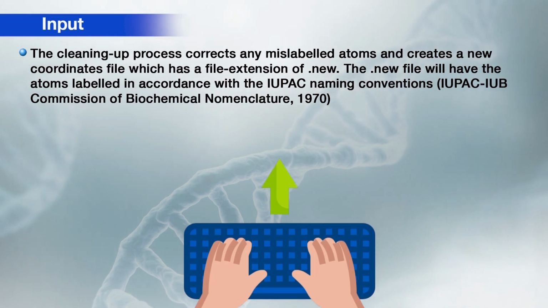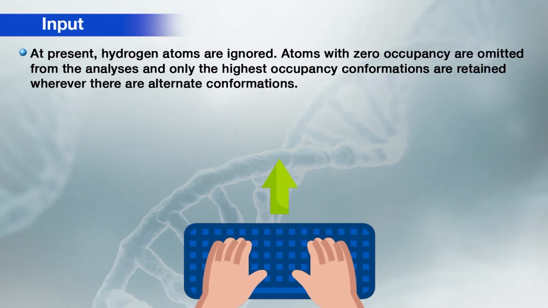The .new file will have the atoms labeled in accordance with the IUPAC naming conventions. We all understand IUPAC. It is the IUPAC-IUB Commission on Biochemical Nomenclature, which was given in 1970, which we have studied in our class 11th and 12th chemistry. At present, hydrogen atoms are ignored, atoms with zero occupancy are omitted from the analysis, and only the highest occupancy conformations are retained whenever alternate conformations are identified.